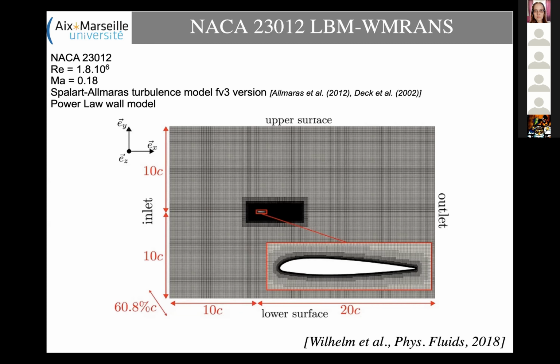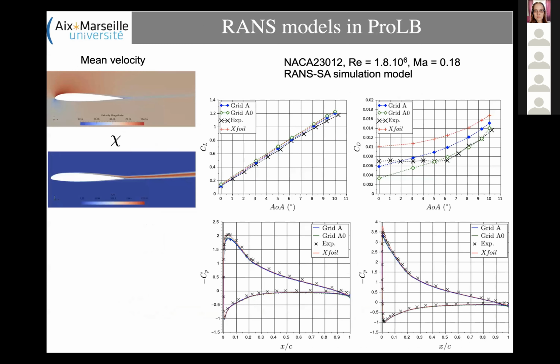Okay. Sorry. And so this is typically the grid you can see. And you can see that we have refined the grid with embedded grids near the solid surface. And now what you see is done with the Spalart-Allmaras model. So you can see on the top left the mean velocity. And here this is something which is almost equivalent to the turbulent viscosity.